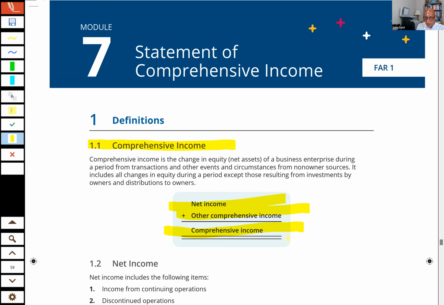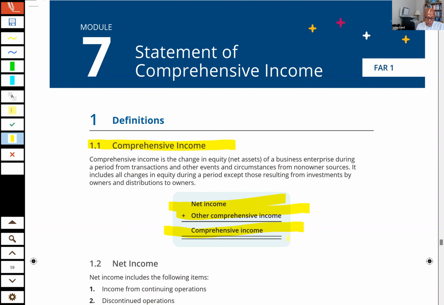So comprehensive income is our net income, which we've learned at the beginning of this chapter. Net income is my revenue minus my expenses, gives you my operating income. Then I have what? Non-operating items, right? That gives me my income from continuing operations, excuse me. And then I have what? I have discontinued operations in the calculation of net income.